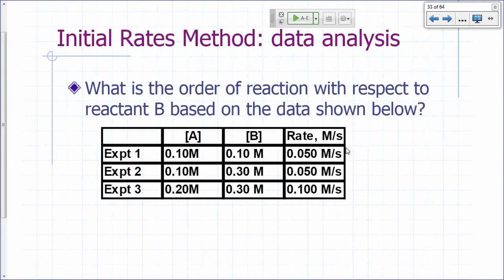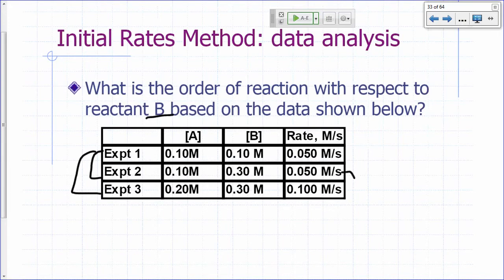Okay. Here's some data you might get. Let's say you have a reaction between A and B carried out in the lab. What's the order of reaction with respect to B based on the data shown below? So if I want to know the order of reaction with respect to B, what two experiments would I have to do? I have to change what? The concentration of B, right? So which one should I compare? 1 and 2 or 1 and 3?